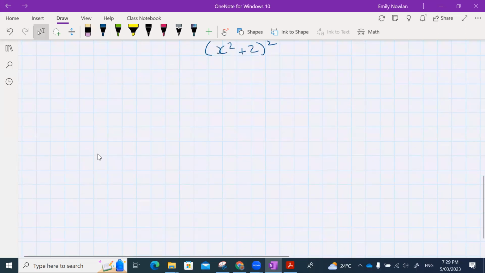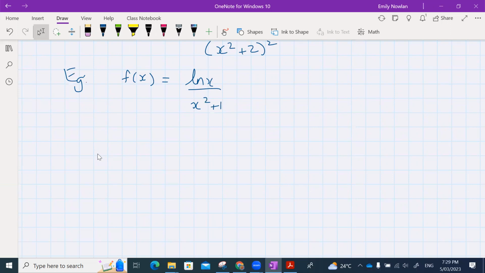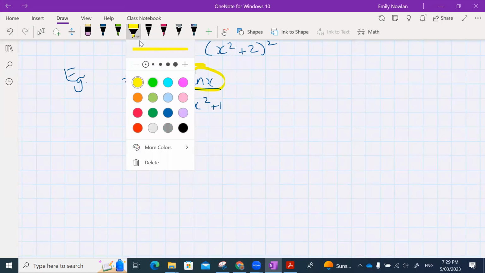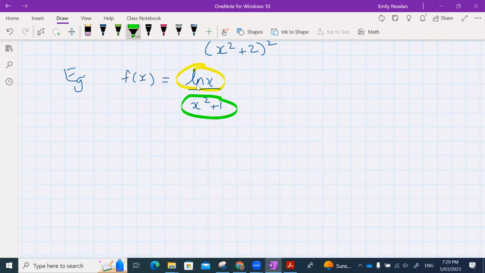Okay, let's do another example. What if we were to do something a little bit more complicated? We have a function of x over another function of x. Is it a quotient? Yes, we've got some function of x over a different function of x. Okay, u over v, it's just a function of x over a function of x. Let's follow the rule.